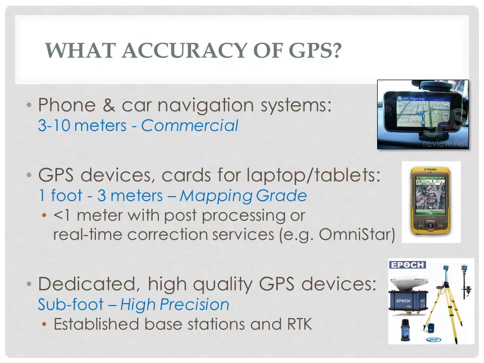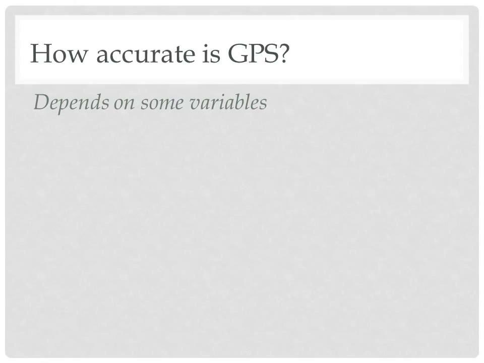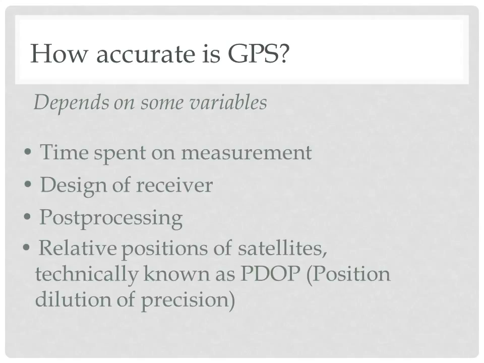High precision GPS systems would include sub-foot accuracy as dedicated high-quality GPS devices which use base stations and RTK, such as the use of highly accurate GPS systems in surveying. Several variables are important when looking at levels of accuracy: the time spent on the measurement of the data being collected, the design of the receiver, whether or not post-processing is being used, and the relative positions of satellites, which is technically known as PDOP, position dilution of precision.